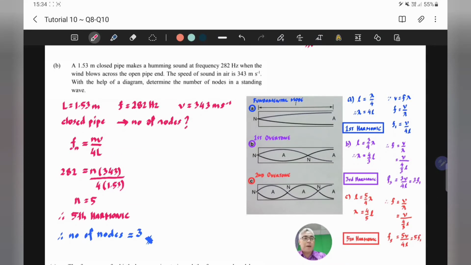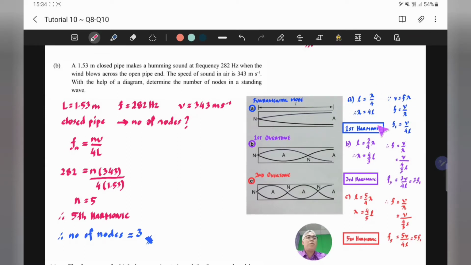For the closed pipe, for the fundamental mode, this is the pattern. We just have one node and one antinode. Remember, the antinode is always at the open side because it is very free for the molecules to vibrate at maximum amplitude. So the antinode should be located at the open side. At the closed side, it must be a node, which is destructive. So for the fundamental mode, we have this.